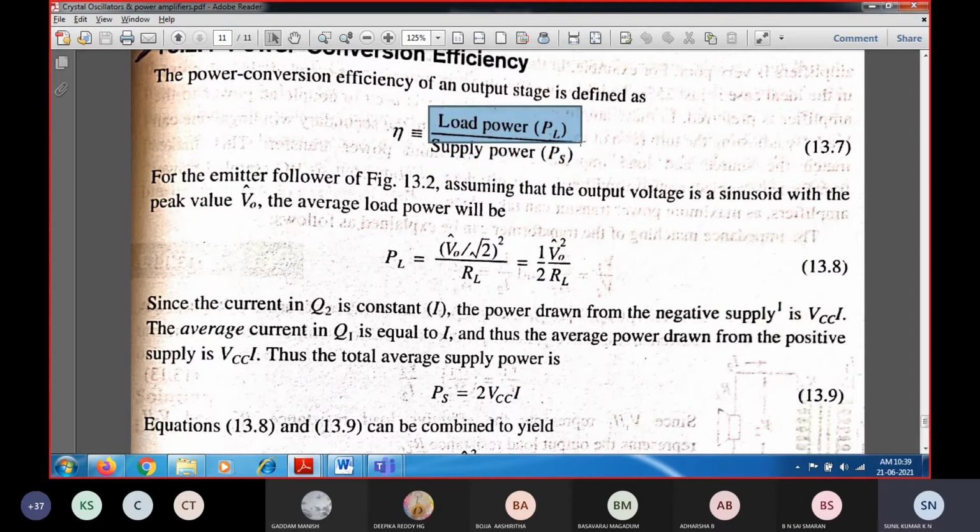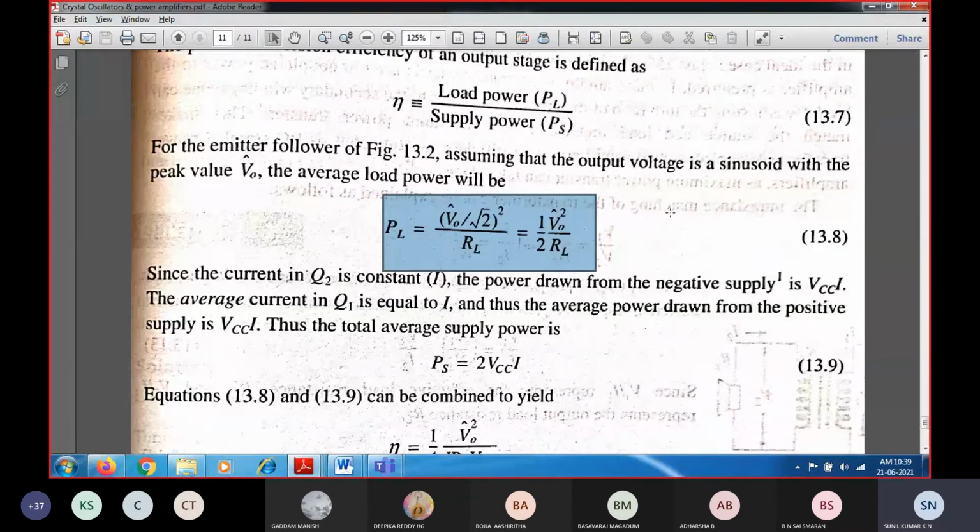So first we need to find out what is the AC power delivered to the load. That is PL. For that we have seen the maximum peak signal for the output voltage, and we represent it in terms of root mean square value: V naught by root 2, where V naught is the maximum amplitude, divided by root 2. We know that P equals V square by RL. So the output voltage is V naught by root 2 whole square by RL, where RL is the load resistance. So we get V naught square divided by 2 RL. This is the power delivered to the load.